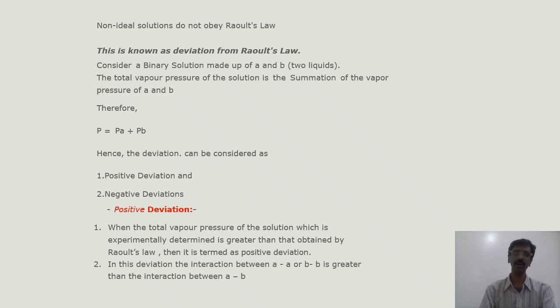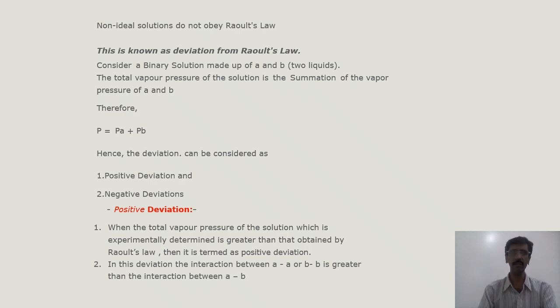So if you consider a very simple solution, a binary solution composed of two components, A as well as B, then the total vapor pressure of the solution is the summation of the vapor pressure of A as well as B. Therefore, we say that the total vapor pressure, P, is equal to PA plus PB, where PA and PB are the partial pressures of A and B respectively.